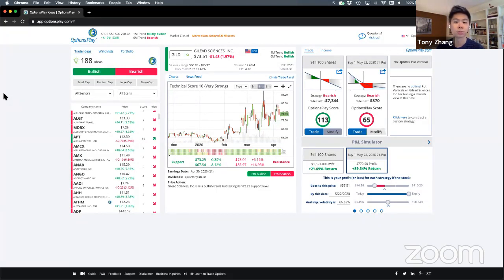From all the possible combinations for vertical spreads, what drives your recommendations? Is it purely based on score?